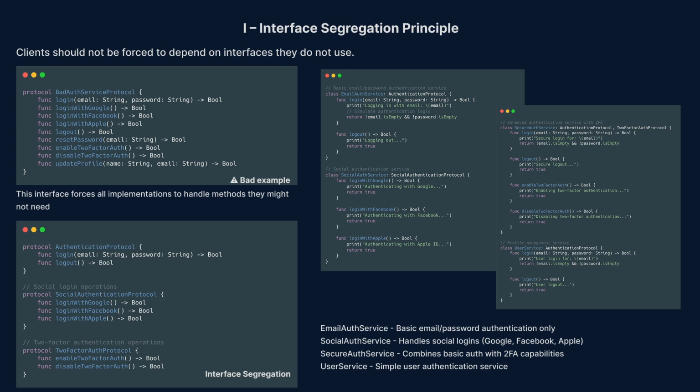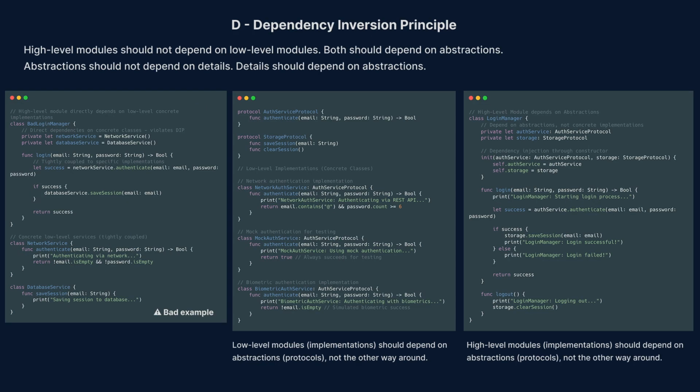The dependency inversion principle, DIP, states that high-level modules should not depend on low-level modules. Both should depend on abstractions. Additionally, abstractions should not depend on details. Details should depend on abstractions.